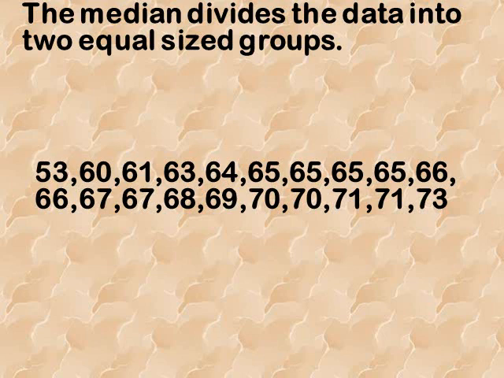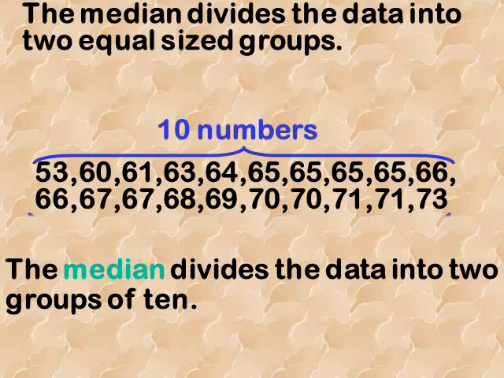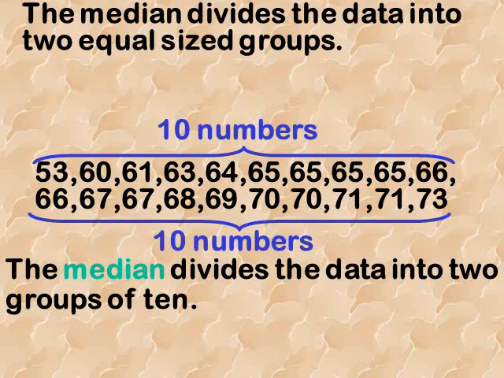we can find the median by organizing the data in numerical order, which has been done for us, and finding the center value. This center value is going to divide the data into two equal groups of 10. 10 numbers in the first half, 10 numbers in the second half. The median lies between the two 66s. If you take the average of the 66s, you will find that 66 plus 66 divided by 2 will give you your median value of 66.